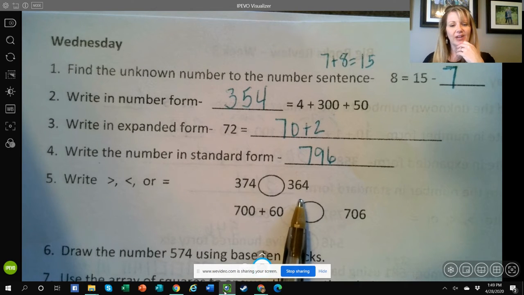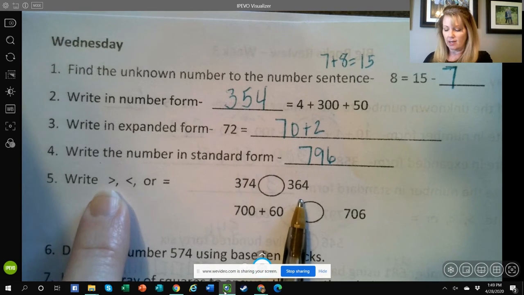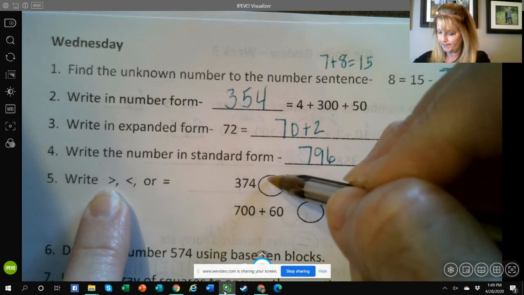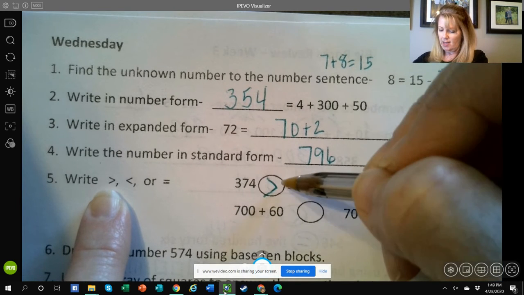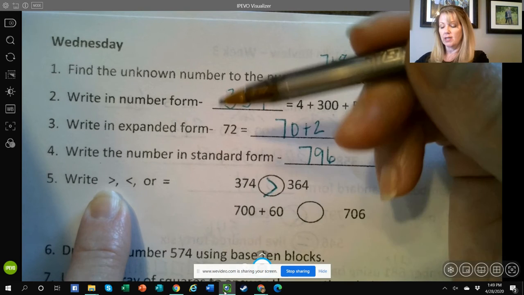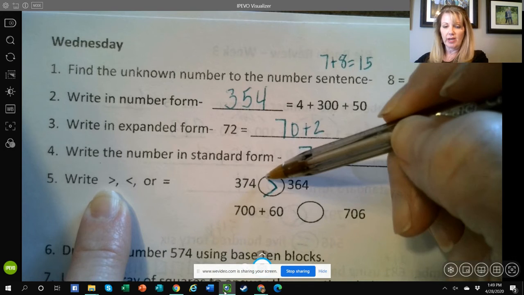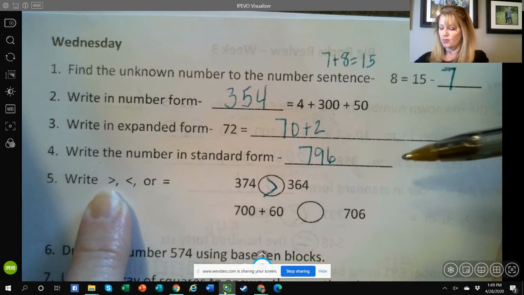That's right, we have 7 tens. So that makes it the bigger number. So we're going to use this first sign. That's the greater than sign. It's opened up to the bigger number. It points to the smaller number, and we read it: 374 is greater than 364.